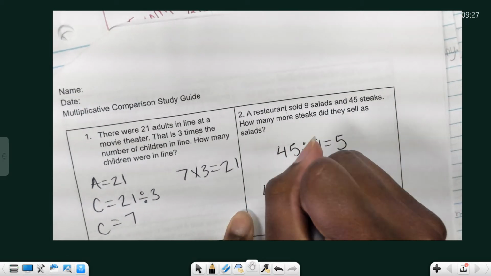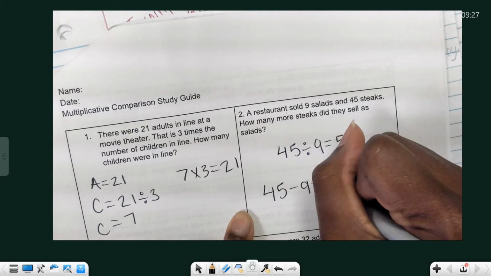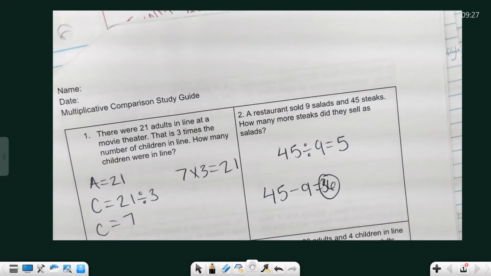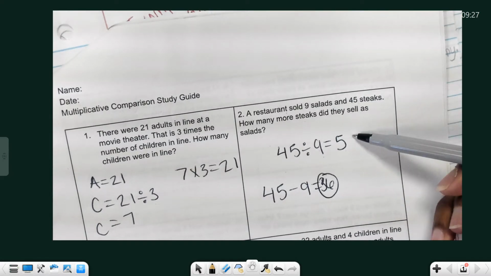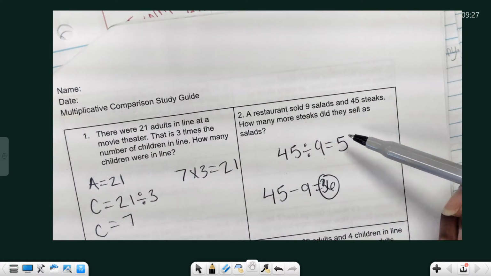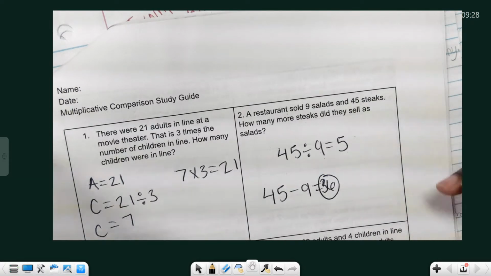$45 minus 9 equals 36. So they sold 36 more steaks than they did salads. That's a 2-part. Did you really even have to do this part up here? No, ma'am. All you had to do was subtract 9 from 45. Questions? No, ma'am. Let's look at number 3.